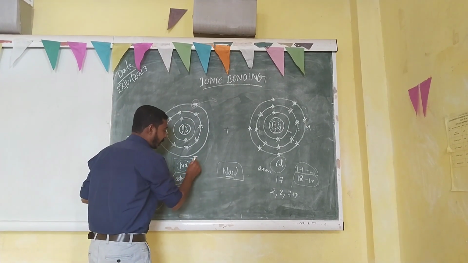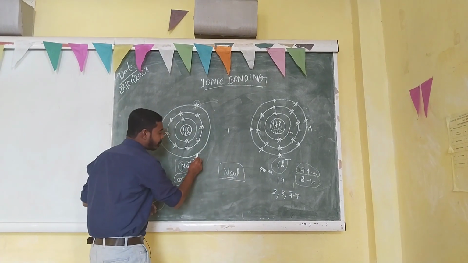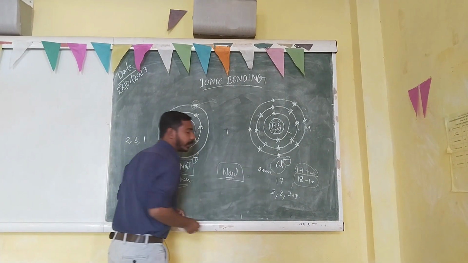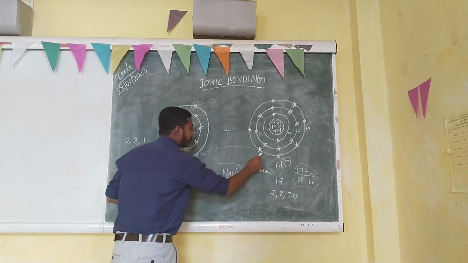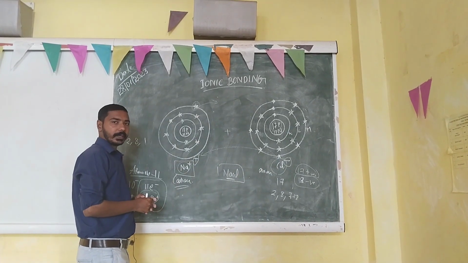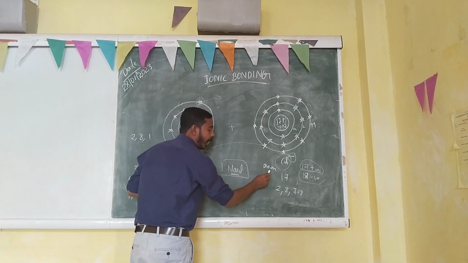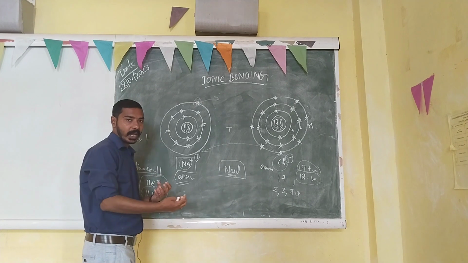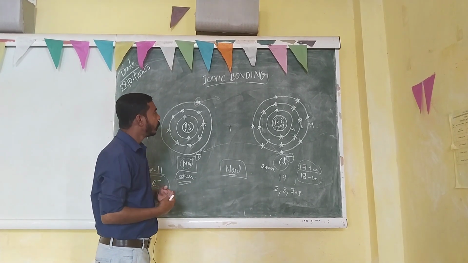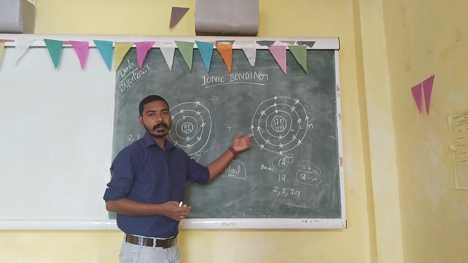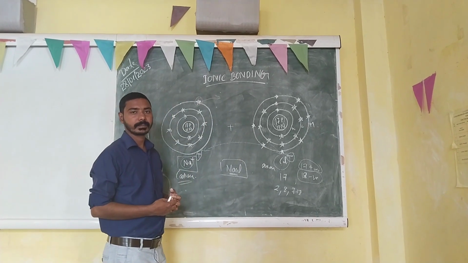Here is a positive charge and here is a negative charge. So there is an attraction between this positive and negative charge, and this force of attraction is called bonding. It is the attraction between the ions, between the cation and anion. This type of bonding between 2 atoms for achieving stability is called ionic bonding.